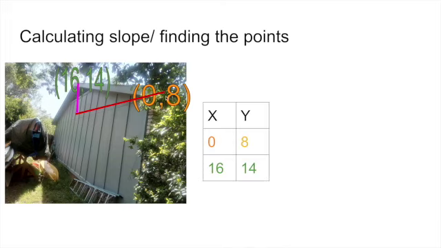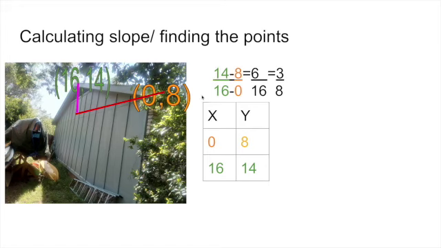Now, I can go ahead and put those values on a table. I have my X values over here and my Y values over here. That's usually how we do things: we're always going to say X first and then Y. I've got my independent variable X, the number of feet we've gone across the roof, and my dependent variable Y, the height off the ground. I've got my first point, (0, 8), and my second point, (16, 14). You guys see where that is?